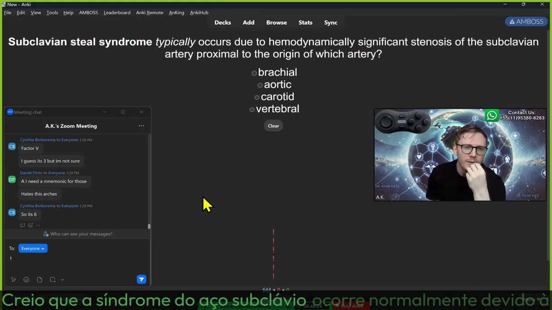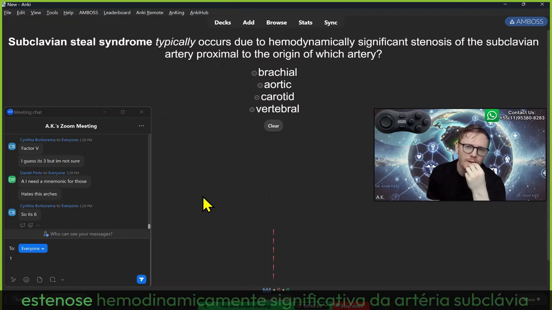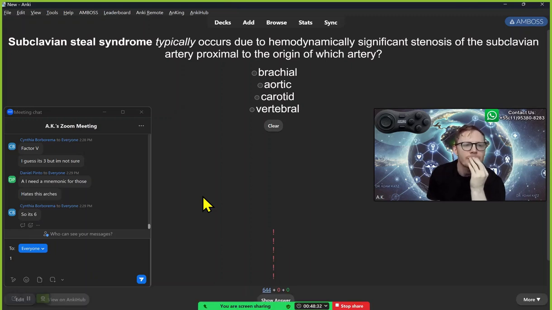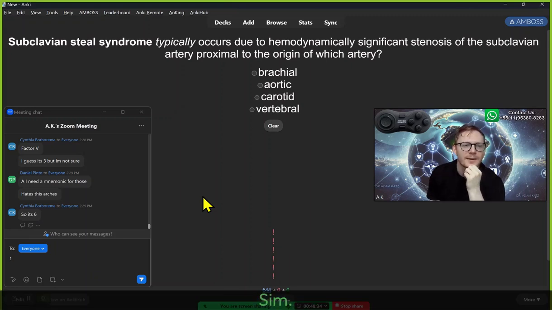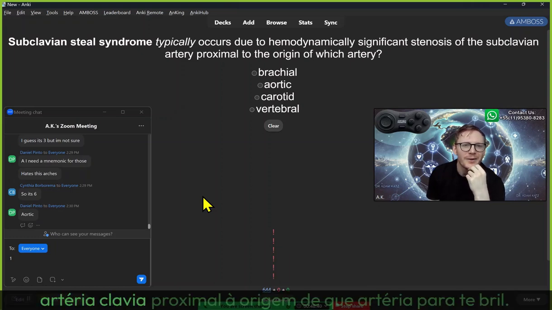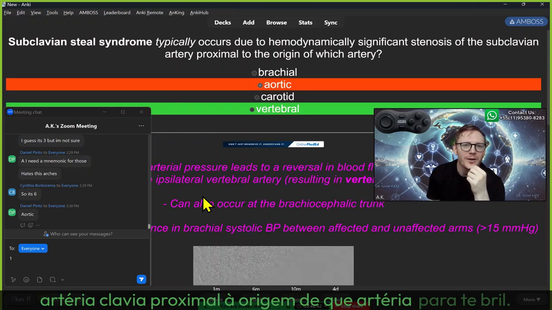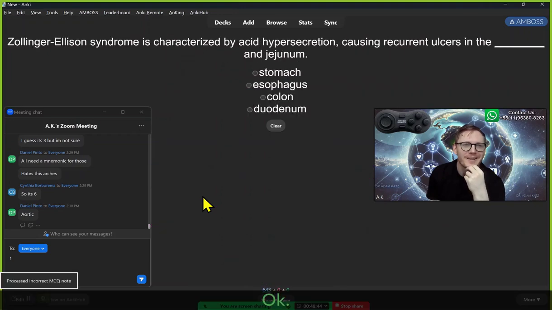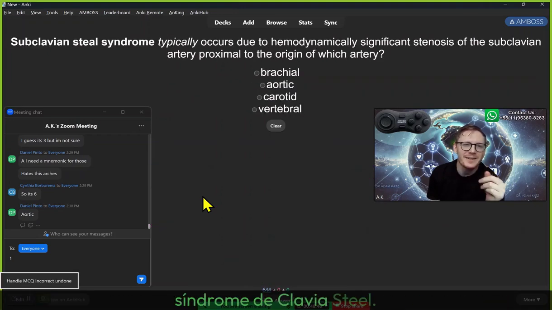Subclavian steal syndrome typically occurs due to hemodynamically significant stenosis of the subclavian artery, proximal to the origin of which artery? Yeah, it's six exactly. Yeah, aortic. All right. Subclavian artery, proximal to the origin of which artery? Vertebral. Okay, so let's look at that for a second. Subclavian steal syndrome.